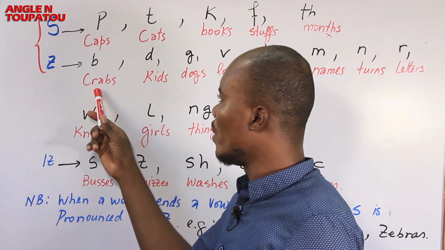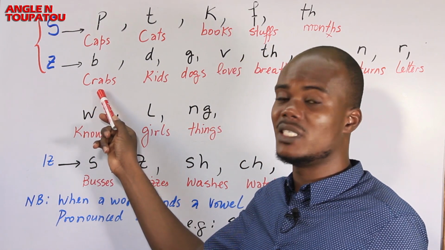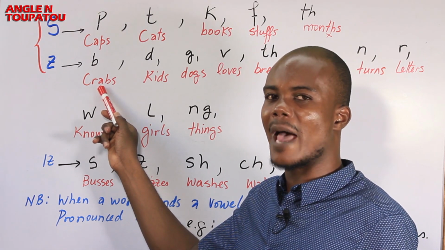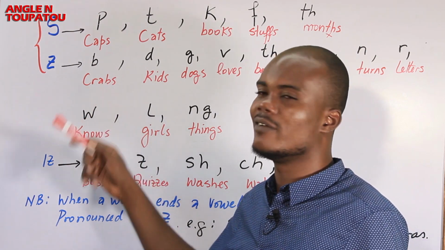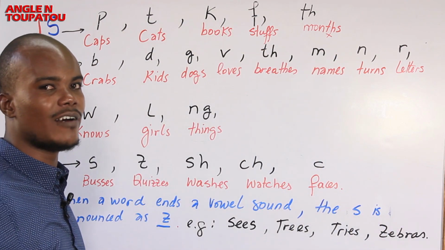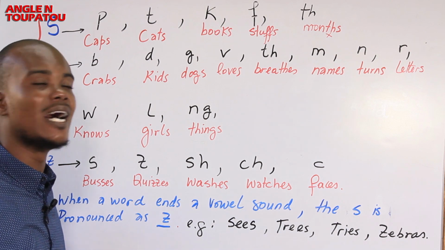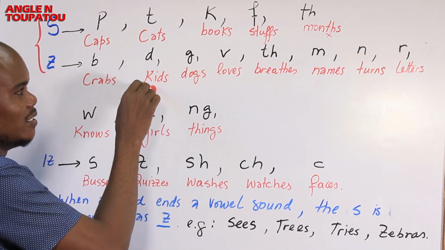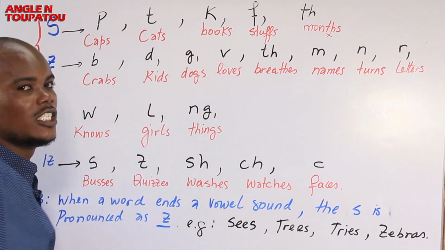C'est crab, crab. Même I dit crabs, because I have letter B. If I have letter D, si avant S là c'est son D, ou tendez, eh bien S ça prononcé comme Z. Kids. The same for letter G.